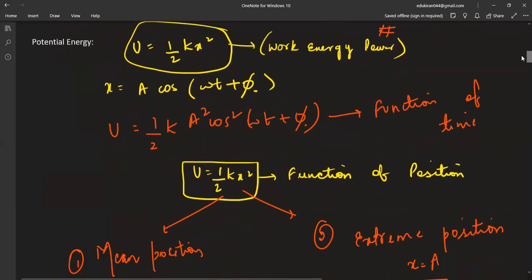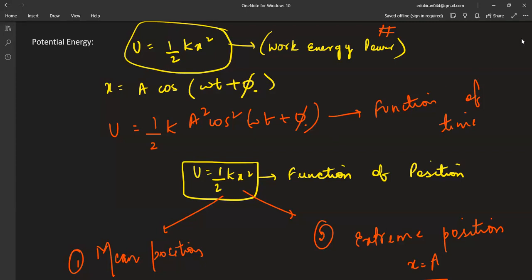Lastly, we saw the formula of potential energy, which was half k x square. The derivation of half k x square is already there in work, energy and power. Now, x is equal to a cos omega t plus phi naught. So U, that is the potential energy, is equal to half k a square cos square omega t plus phi naught. This is the equation with respect to time, if you have to calculate it as a function of time.